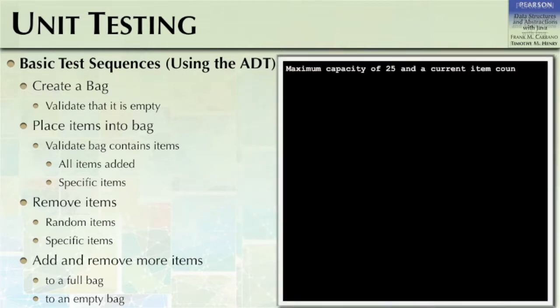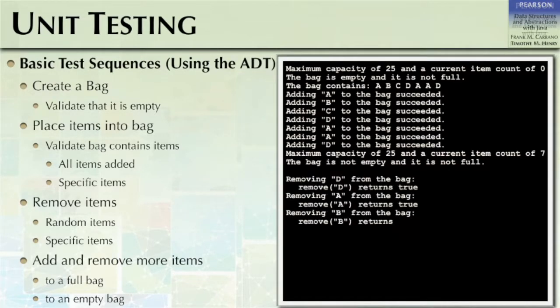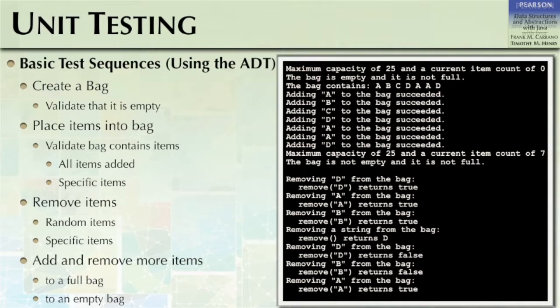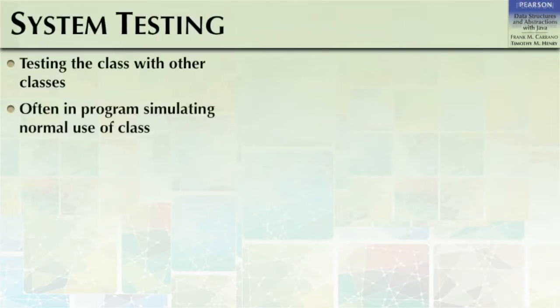When our bag implementation test driver is run, we see testing output that shows the activities our bag was put through, the bag's status at various points in the test, and validation of the adds and the removes. Once we are satisfied that our bag implementation has passed all the tests and we believe it is functioning correctly, we can do a system test.